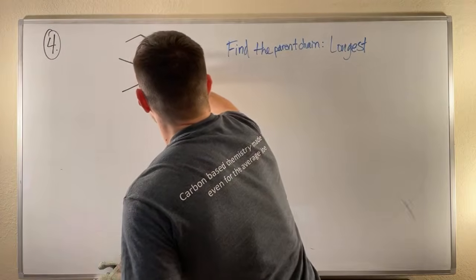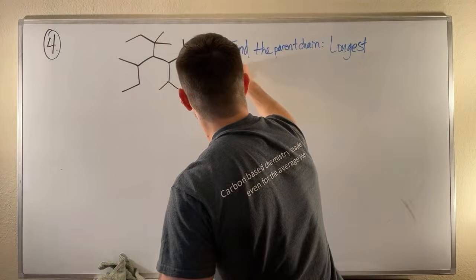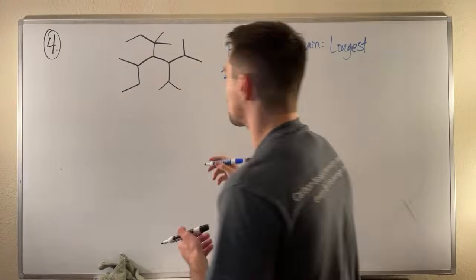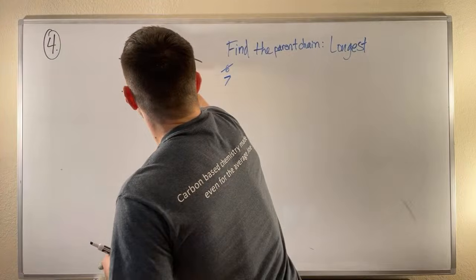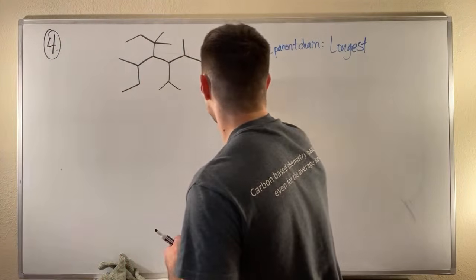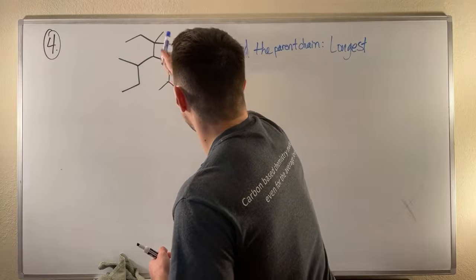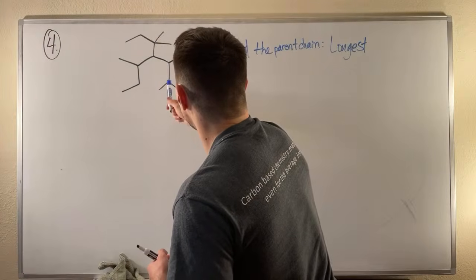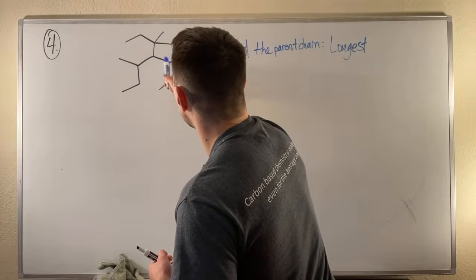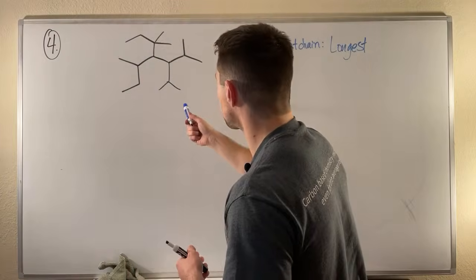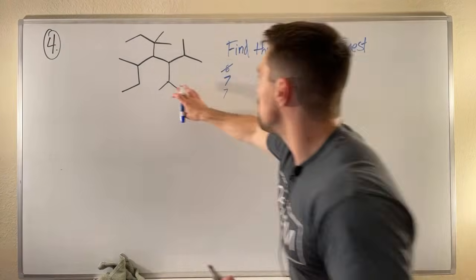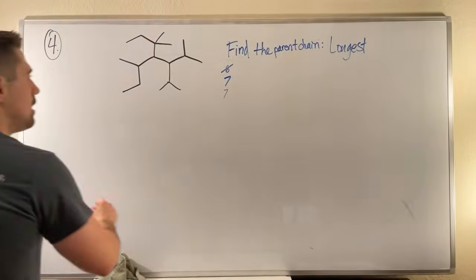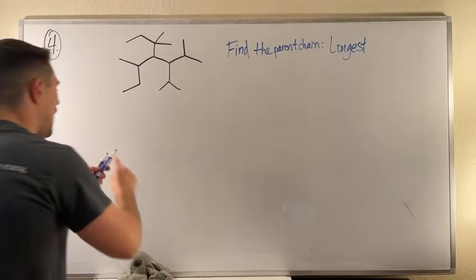1, 2, 3, 4, 5, 6. Okay, so 6 could be our longest. 1, 2, 3, 4, 5, 6, 7. Okay. Nope, we're looking for 7 length. 1, 2, 3, 4, 5, 6, 7. Okay, so we have a couple 7s. 1, 2, 3, 4, 5, 6. 1, 2, 3, 4, 5. 1, 2, 3, 4, 5, 6, 7. Okay, that's another one. Actually, not really, because these branches are kind of the same. Okay, so it looks like 7's our longest. And what I'm gonna do here is I'll do this one in blue.